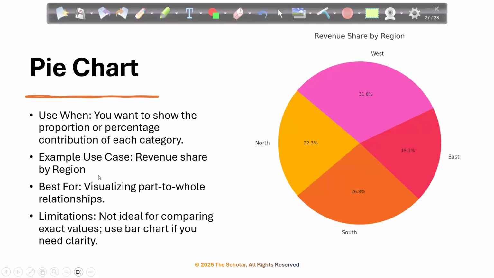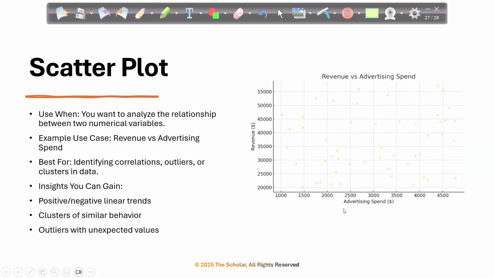Second is pie chart. Pie chart is also used for the same scenario. Revenue is a number and region is a category. So pie chart also we are using when we are dealing with one categorical column and one numerical column. Okay. So that is my pie chart. Scatter plot we discussed. When we are having two numbers, we create scatter plot.